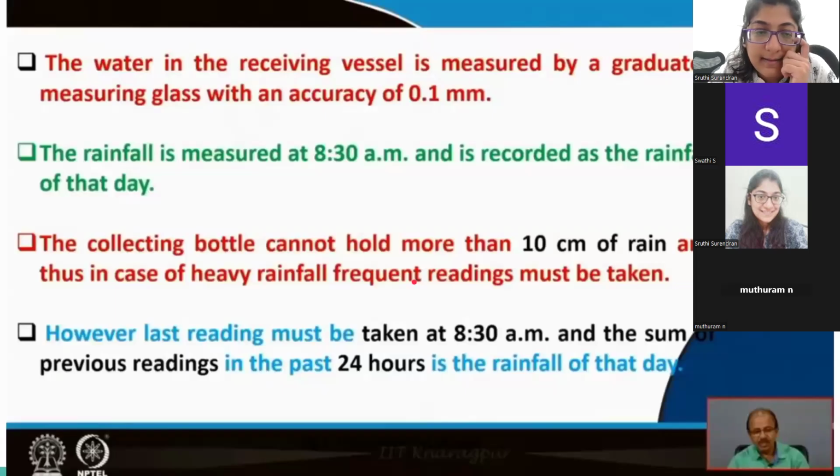Okay, the correct answer is 8:30. So we had seen in the initial slides about the non-recording gauges. The measurement time starts at 8:30, and when we consider 24 hours, the 24 hours is the time between 8:30 in the morning to 8:30 next morning. So 8:30 a.m. is the correct answer.